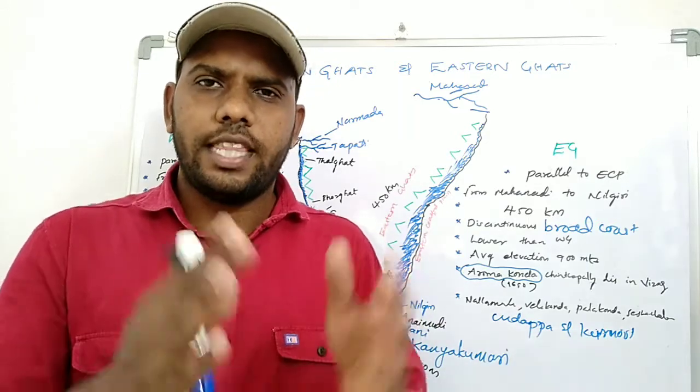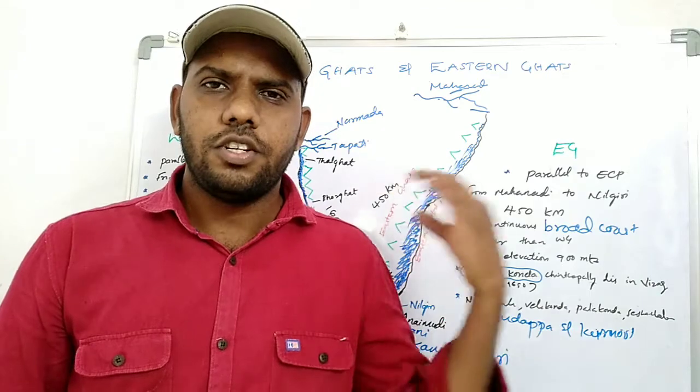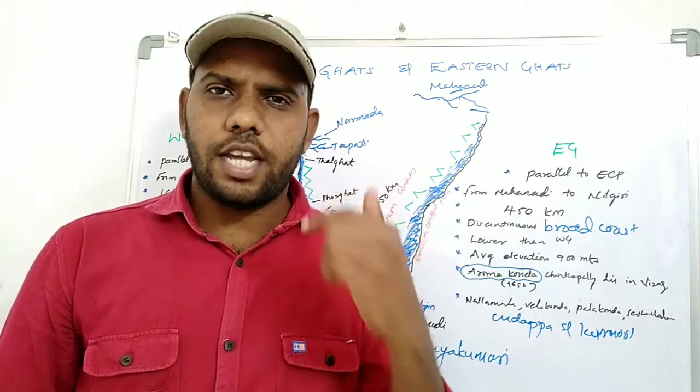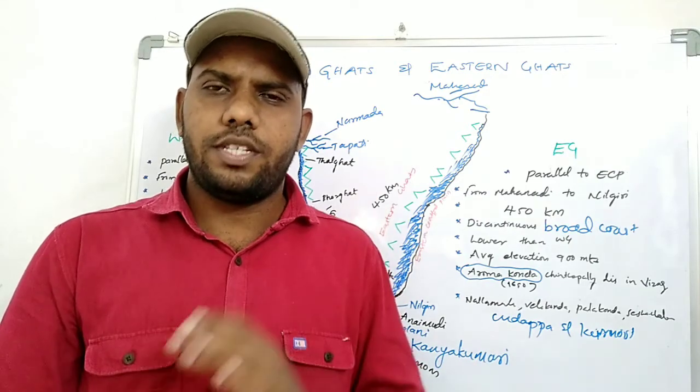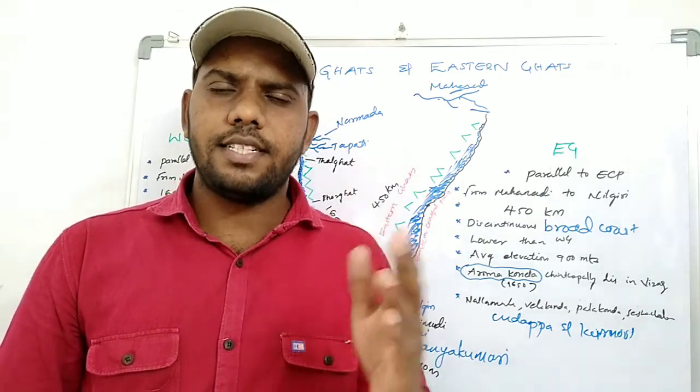Okay, children? That's all for today's class. Today's topic is very small and you can learn well. In the next class we will study about the Eastern Coastal Plain, Western Coastal Plain, Thar Desert and islands.